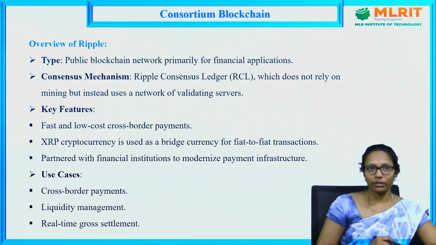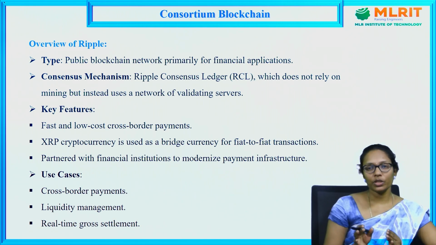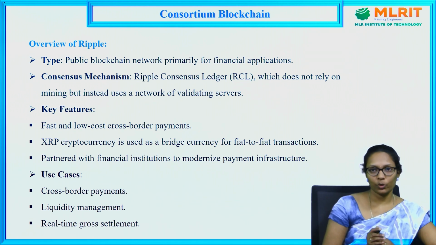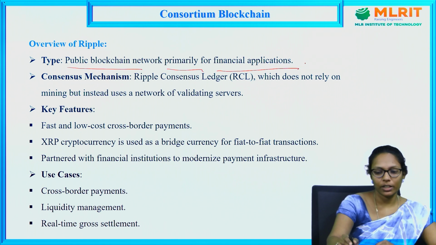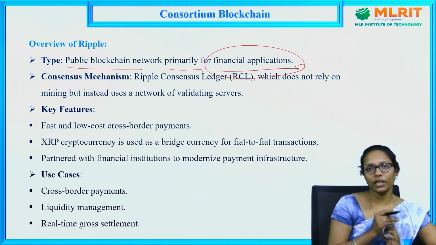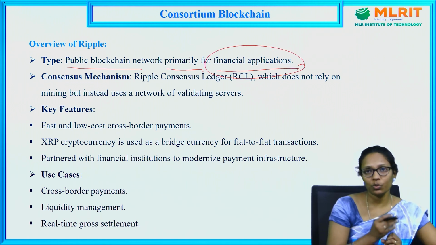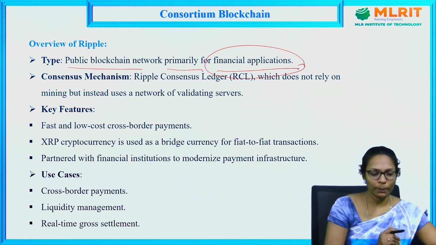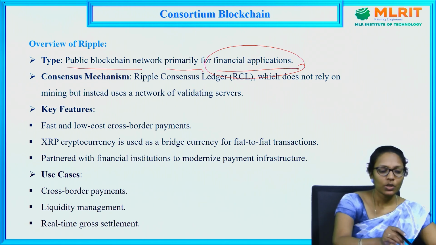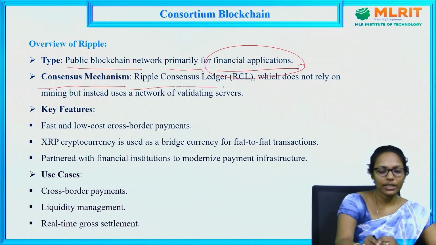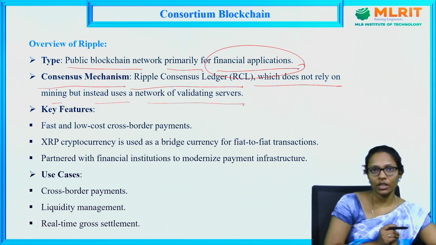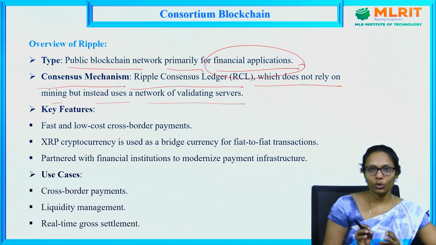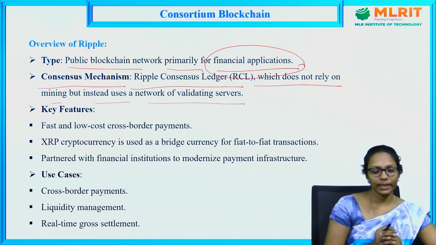So next is Ripple. It is also one of the platforms. Using this, you can design your blockchain applications. It is a public blockchain network primarily for financial applications. So if you want to design some financial applications like banking or finance, then you can use Ripple. So what is the consensus mechanism? It is using the Ripple consensus ledger, which does not rely on mining, but instead uses a network of validating servers. So here there's no concept of mining, no specific validator, as it has its own consensus mechanism to validate the transactions.